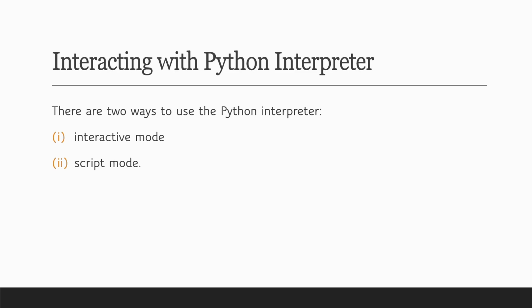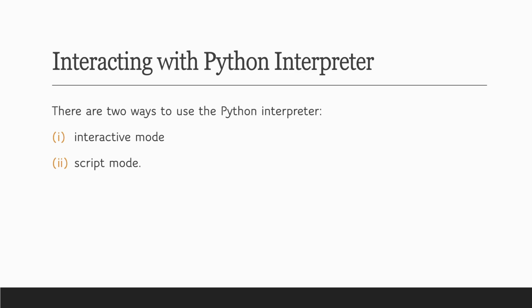Interacting with Python interpreter. Once Python is installed, we can interact with it in two main ways: interactive mode and script mode. In interactive mode, we type our Python commands directly into the Python shell window. As soon as we press enter, the computer executes the command and shows the result immediately. This mode is perfect for quick calculations, testing small programs, or experimenting with new ideas.